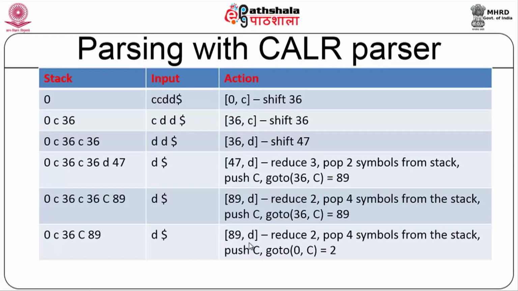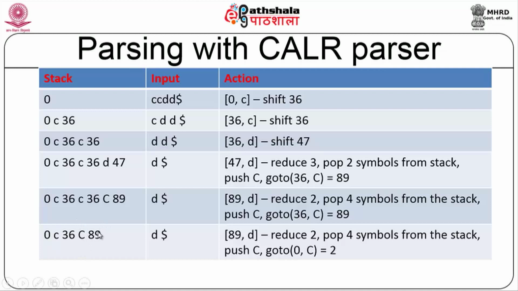Again the same input we considered with the canonical LR parser, but this is going to be the lookahead LR parser. 36 against a C, 36 against a D, shift 47. So, D and 47 are pushed, 47 with D, reduce by 3 and pop 2 symbols off the stack, and I have to compute 36 on C, that is going to be 89. Again same thing, 89 comma D, reduction by the second production, popping 4 symbols off the stack. So, 1 2 3 4 is gone, 36 is going to be available here, and I will push a capital C on the stack.